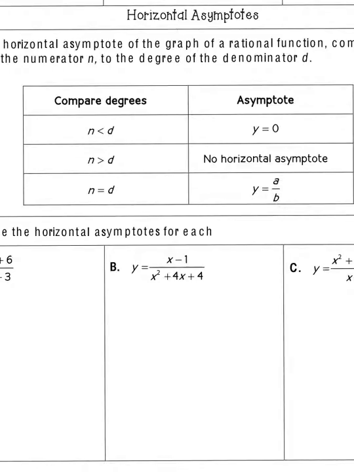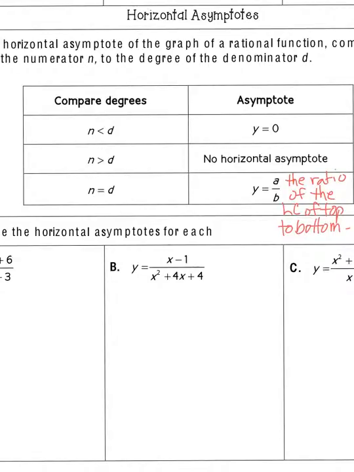This ratio of a to b is the ratio of the leading coefficients of top to bottom, numerator to denominator.